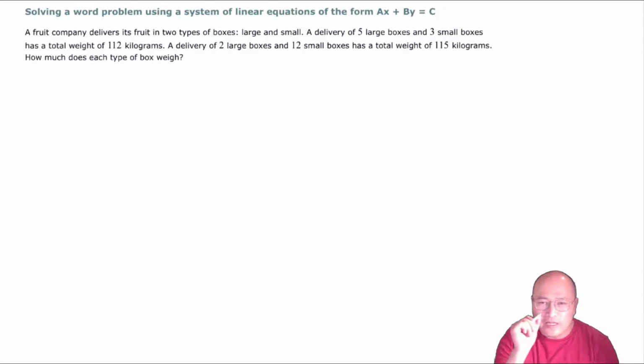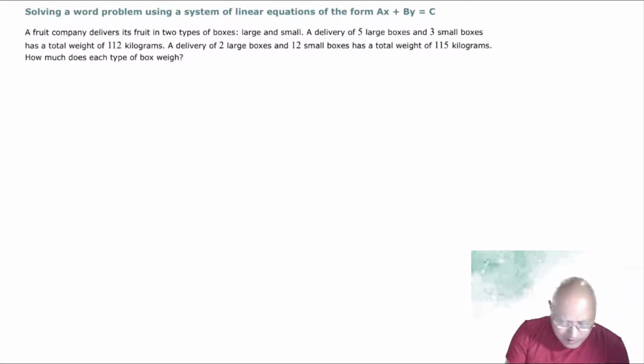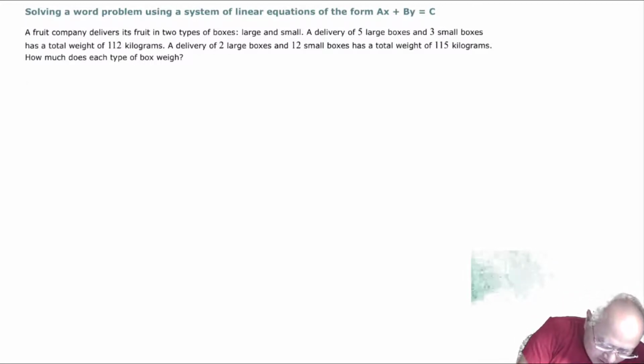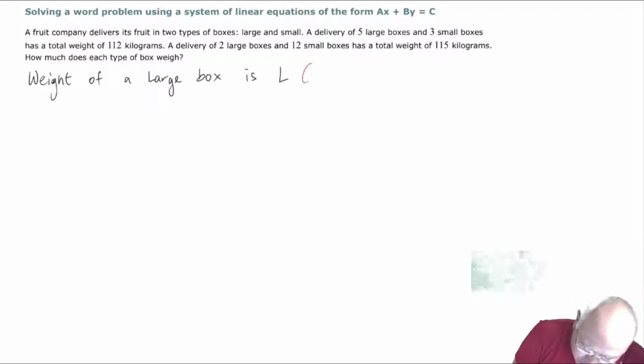The first thing you want to do in any word problem is to translate some of this English into mathematical symbols. So why don't we go back and read the problem and realize that we want to translate the weight of a large box. That's called the weight of a large box, is L and is measured in kilograms. So I'm going to write the units right here so I don't forget it. And I don't think L needs to be capitalized, so let's write a lowercase l.